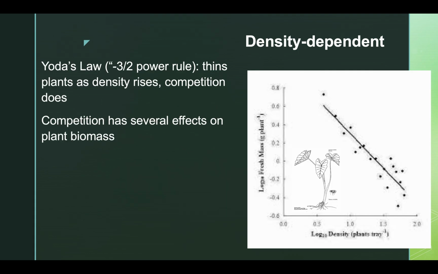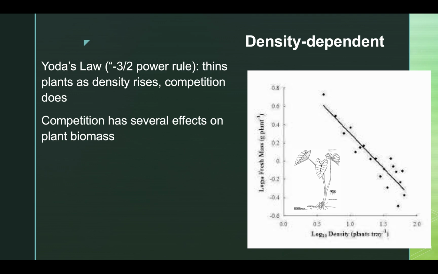Another component of density-dependent rules is Yoda's law, or the negative 3/2 power rule. As plant density rises, competition also rises, and competition has several effects on plant biomass.